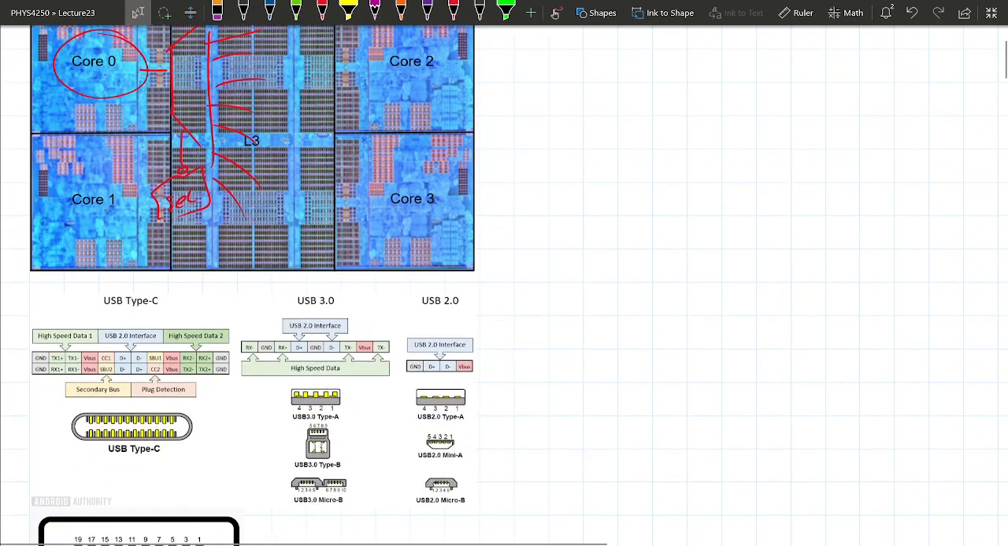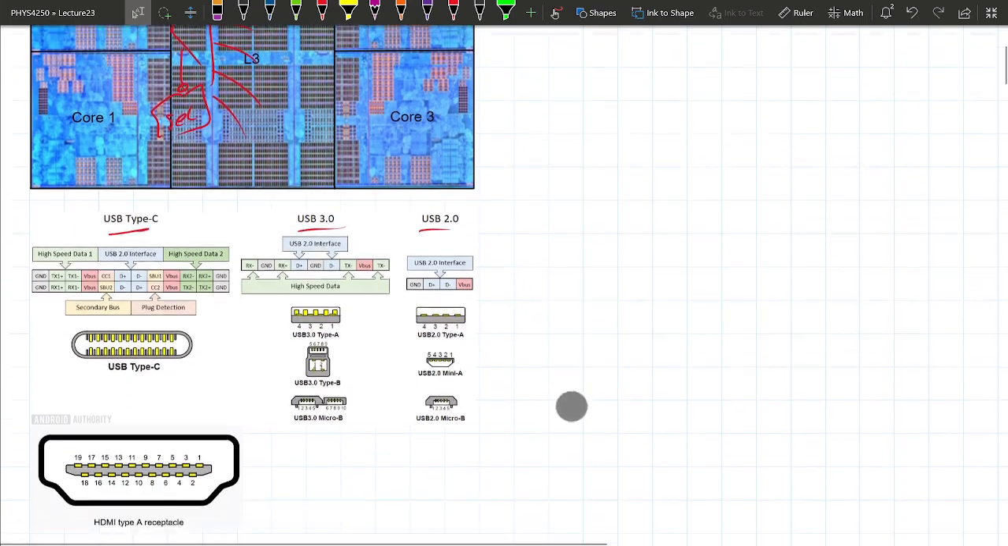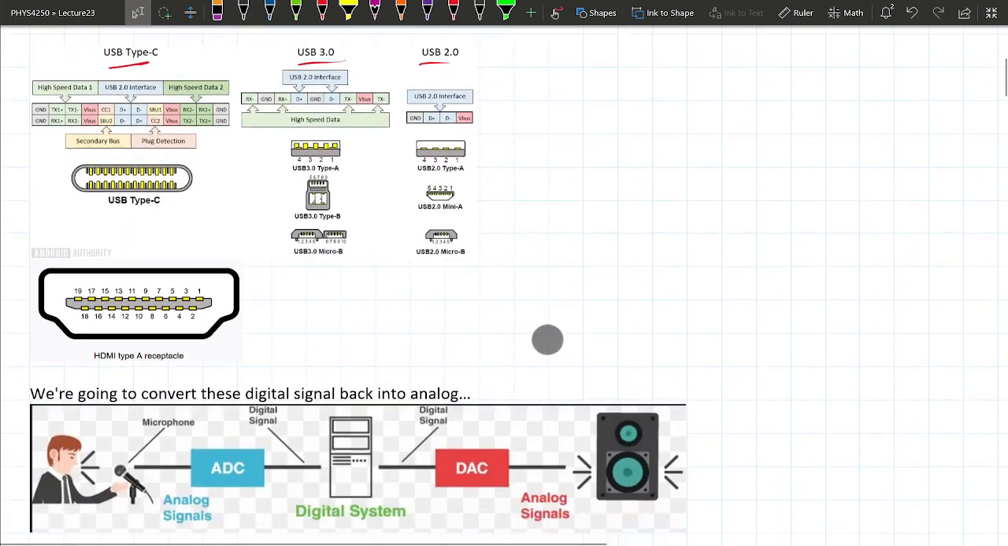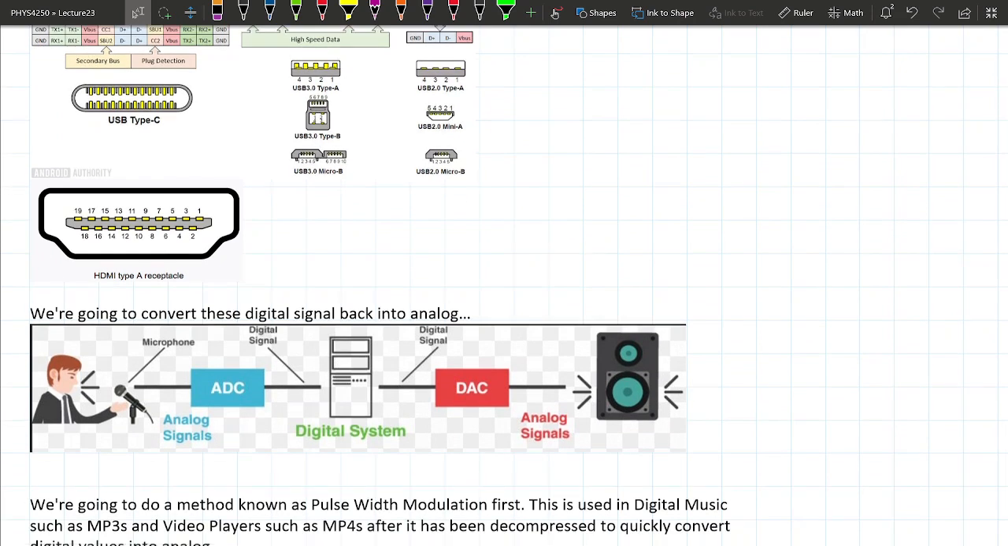This gives rise to all these technologies you guys are using, like the universal serial bus. How does the data in your computer get converted into these serial ports? Now we're going to go one step further and think about how the digital information inside your computer gets converted back to analog information.